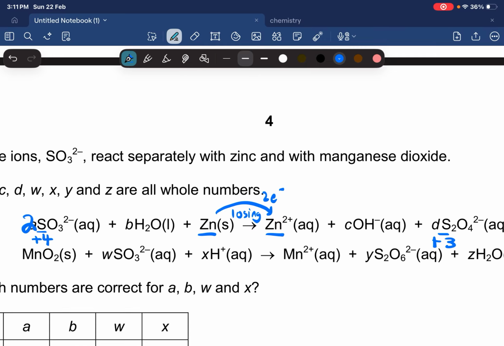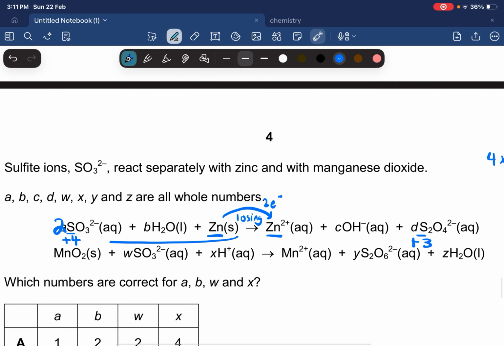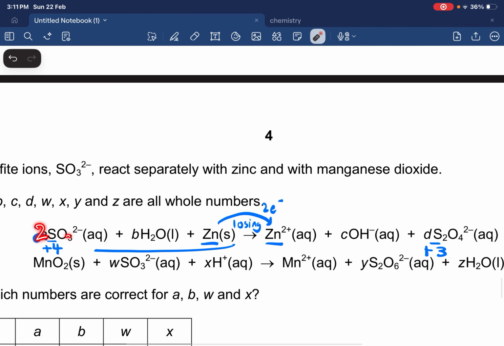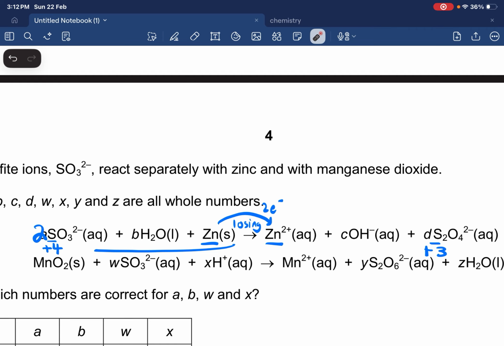Now, next step, we've got to balance the oxygens. On this side, how many oxygens do we have? On this side, we have 2 into 3, 6 oxygens. Over here, we only have 4 oxygens. And then we have some oxygens over here. So what do we do?